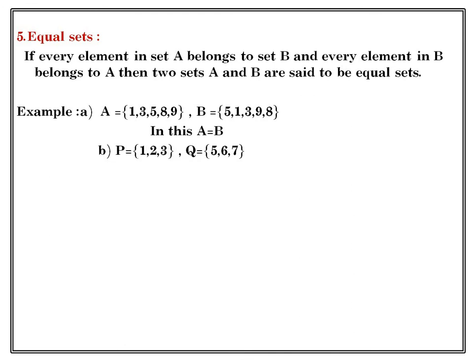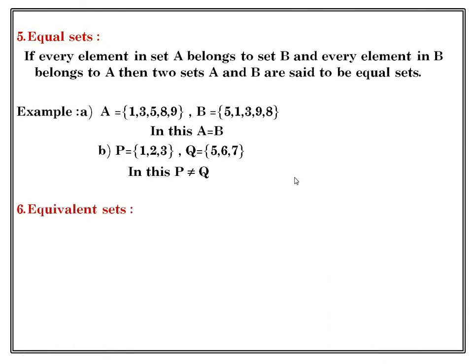Now, P = {1, 2, 3} and Q = {5, 6, 7}. Now here, do the elements in P exist in Q? No. Do elements in Q exist in P? No. Isn't it? So in this case, P is not equal to Q. The equal sign intersected by a slant line means not equal. Okay. So even though there are an equal number of elements, they are not equal. The same elements should exist in both the sets.